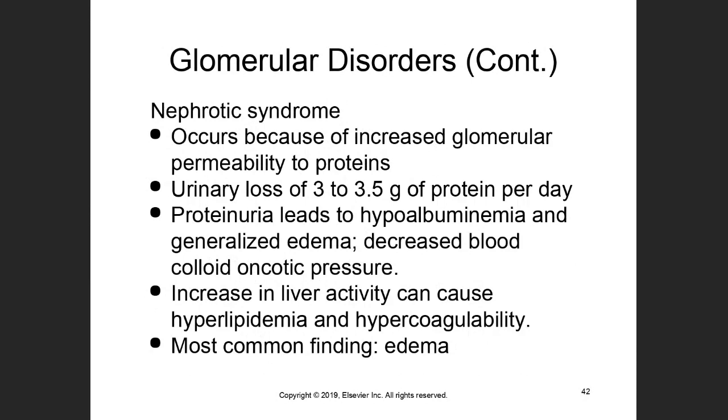Nephrotic syndrome. Nephrotic syndrome occurs because of increased glomerular permeability to proteins. Okay, remember that those patients have massive proteinuria, they lose the proteins. That's why another symptom of those patients is generalized edema. Okay, you lose the protein, you lose the oncotic pressure, and the fluid goes out of the blood vessel, and then that produces edema. Also, those patients have hyperlipidemia and hypercoagulability. Okay, why? Because they lose antithrombin 3.